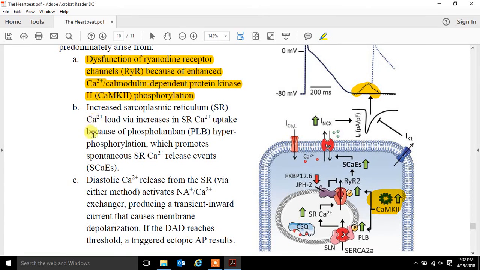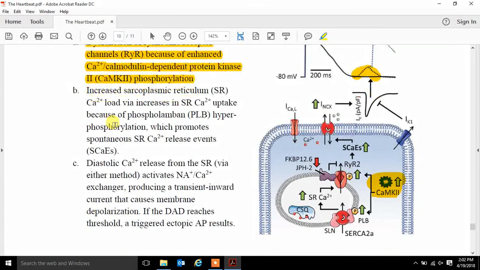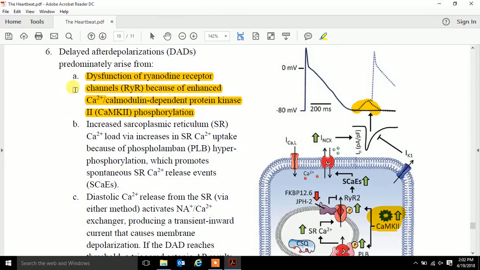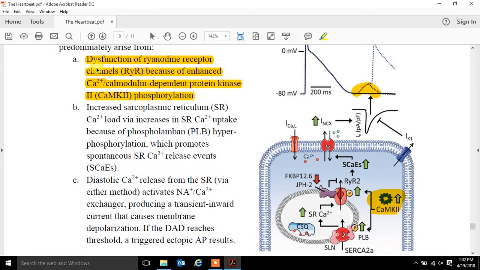Let's see, do I want to have you highlight that? I'm just going to have you highlight point A. Point B I'm going to go over, but this is the main one.